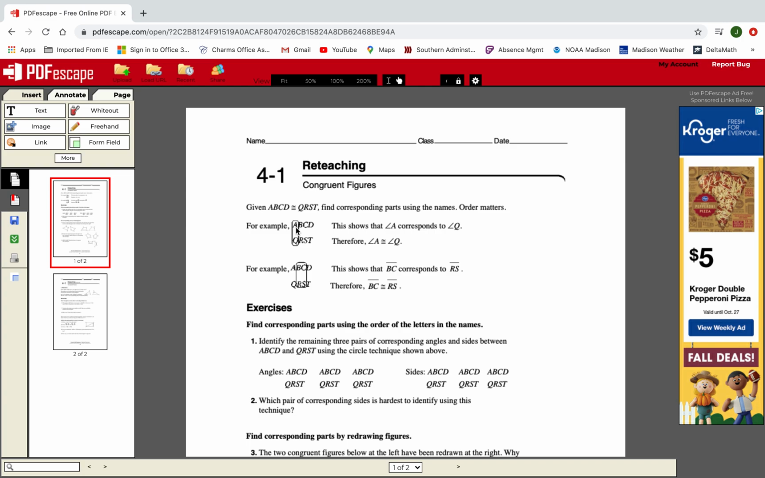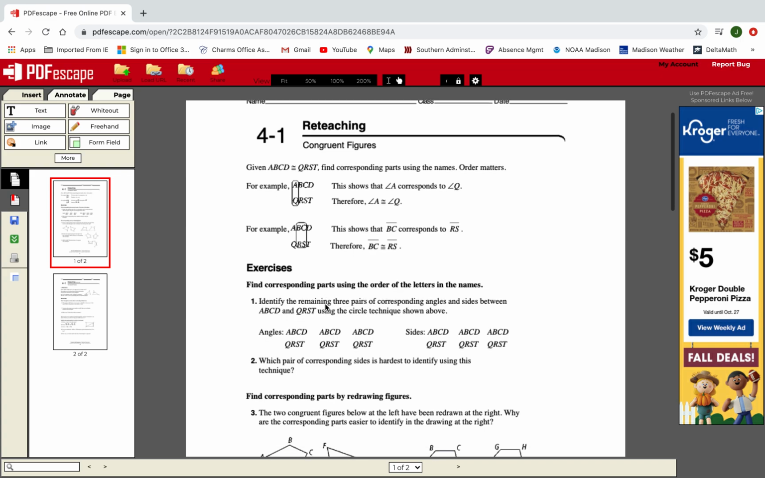For example, if you line them up, ABCD and QRST, the first letters correspond, which means angle A corresponds to angle Q, so those two angles are congruent. And you do the same thing with segments. B and C are the second and third letters, R and S are the second and third letters, so segment BC would be congruent to segment RS. You can completely go by the order of the letters here.